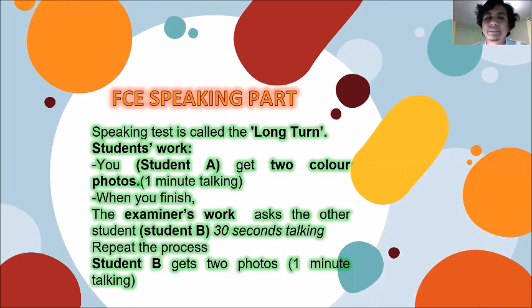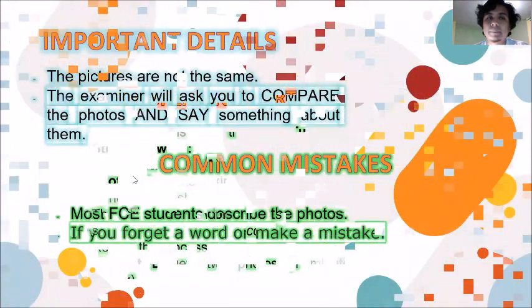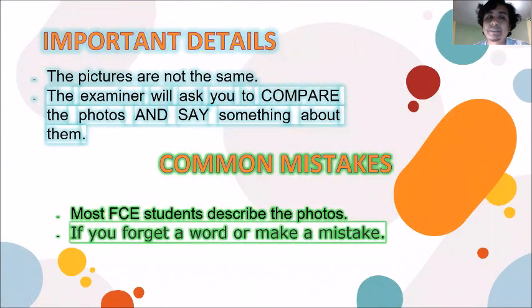This exam is also called the long turn because students have to speak a lot. The mechanics of this exam is that students get 2 color photos to talk about for 1 minute. When student A finishes, the examiner asks student B for a 30-second comment. The process is then repeated with student B. Important details: the pictures are not the same in each exam, and the examiner will ask you to compare the photos and say something about them.